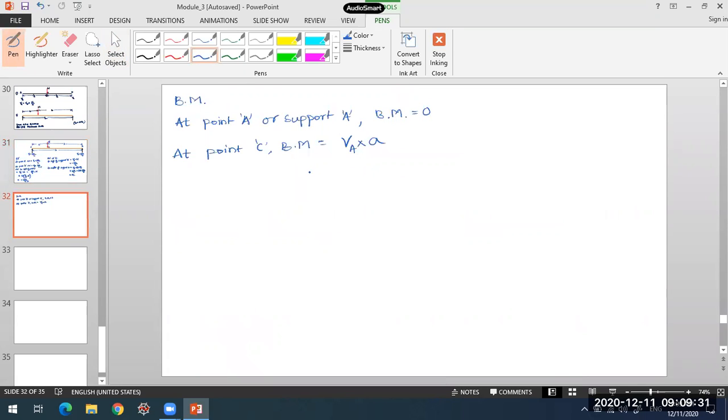So this will come out to be VA is W into B by L. So that into A. Or you can say the bending moment at point C will be equal to W into AB by L. W into A into B by L.